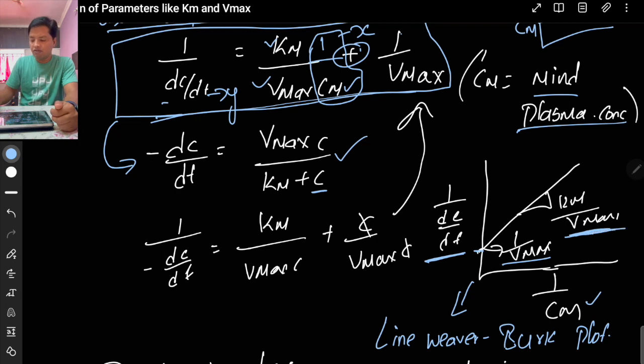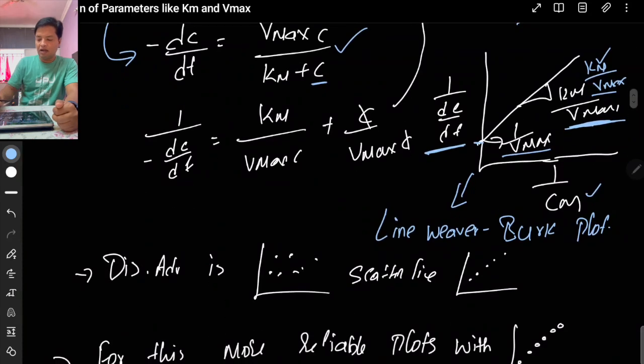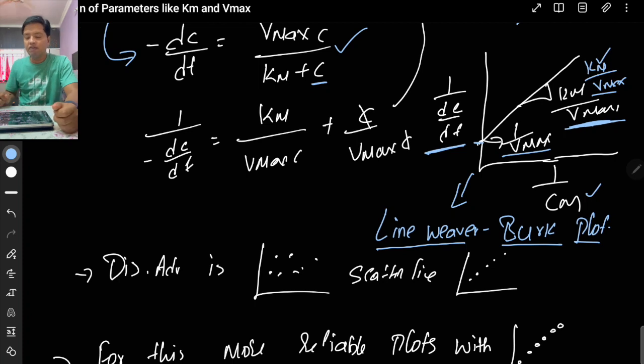Substitute that Vmax value in the slope. What is the slope? Slope is Km by Vmax. So substitute the value of Vmax in the slope. Slope multiplied by the Vmax value will give you Km directly. So in this method also you can determine the Km and Vmax values. This particular graph we call the Lineweaver-Burk plot. The plot of the reciprocal of the Michaelis-Menten equation is called the Lineweaver-Burk plot.